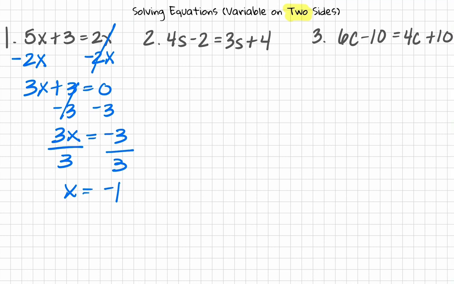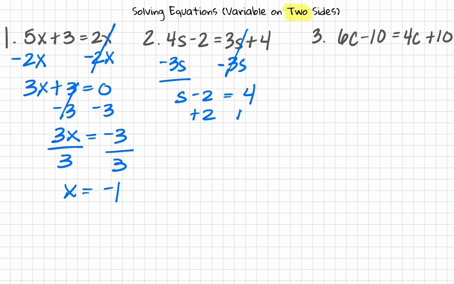For this one, I have a 4s and a 3s. I'm going to take the 3s on this side. You can do vice versa. You could do -4s. It doesn't matter, as long as you do everything evenly on each side with every step that you take. But I'm going to do 3s because it's simpler for my brain. So -3s, -3s. That cancels out. And then I get s minus 2 is equal to 4. I have a -2, so I have to put a +2 to isolate the s. Then I have s is equal to 6.